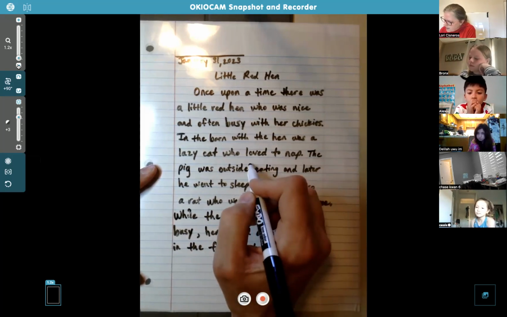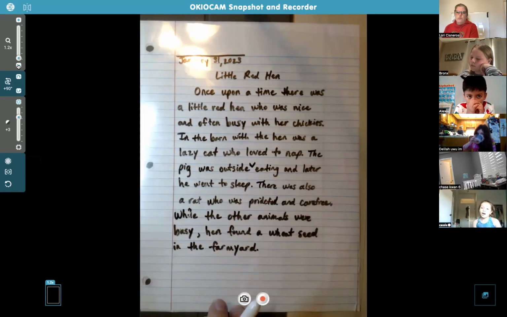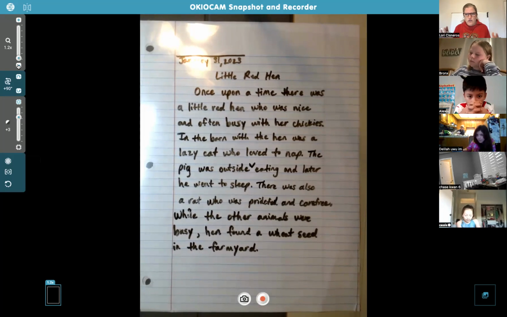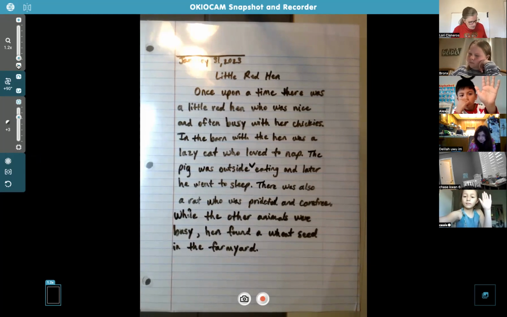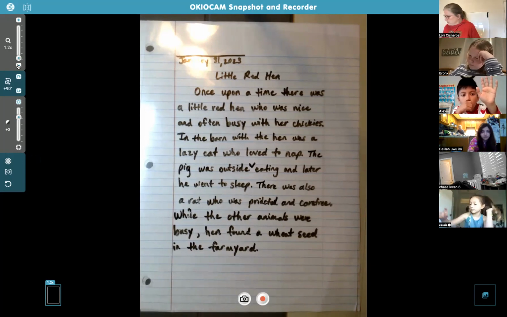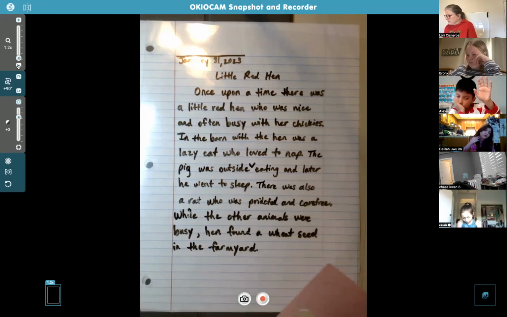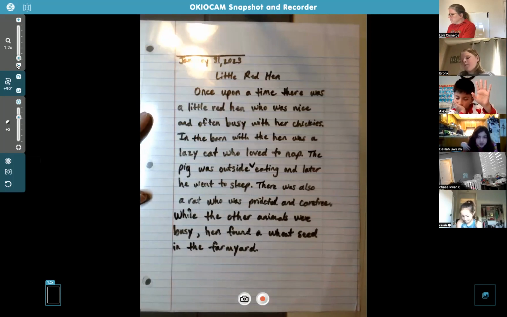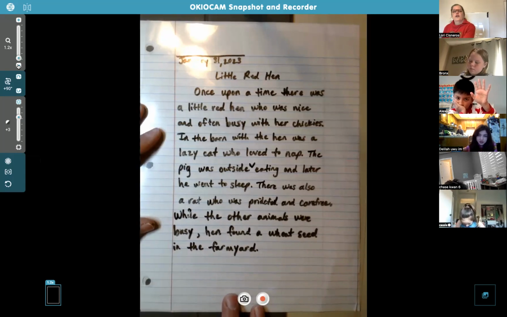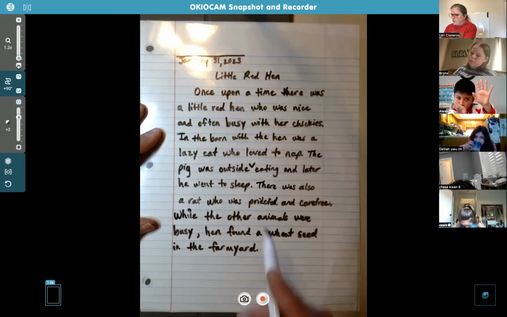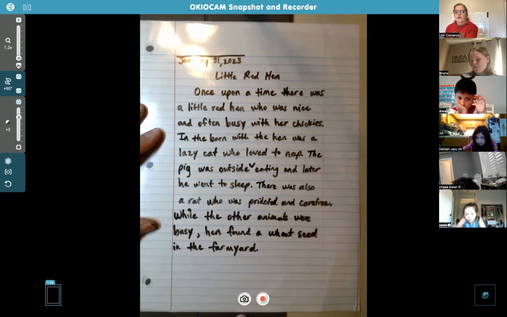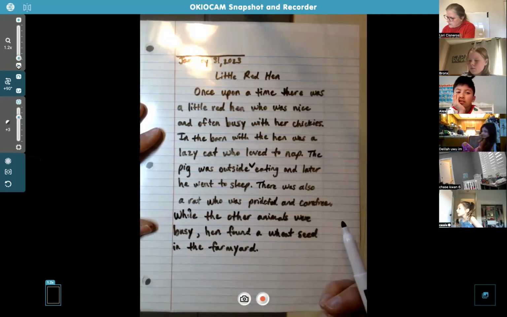And I'm going to add an adverb right here. How can I describe how the pig was eating? Anybody have a good adverb word for me that would describe how the pig was eating? Cassie, what do you think? Roughly. Roughly, what do you think, Delilah? Maybe the sentence would be, the pig was outside happily eating. Good, I like that. And later went to sleep. I like that, happily, that's a good one. Alex, what do you think? What's an adverb I could use there? Delilah stole it. I was going to say happily.